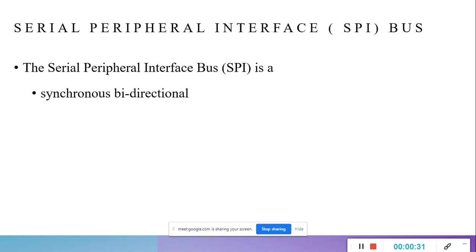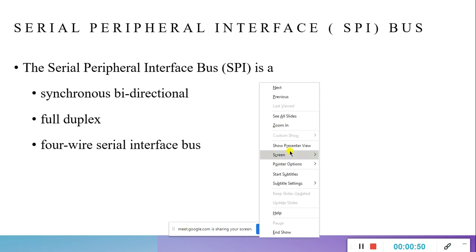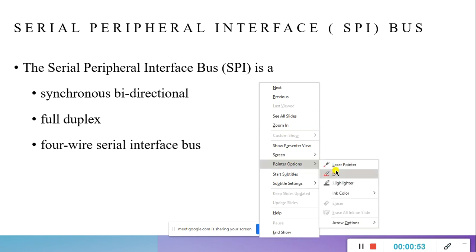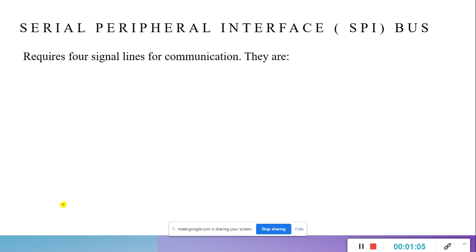Now, the serial peripheral bus is a synchronous, bidirectional transmission. It's full duplex, and it consists of four wires as a serial interface bus. In order to understand the serial peripheral bus, you just need to understand the job, or the important role, played by these four wires, and which those four wires are. As I earlier told you, this was introduced by Motorola.